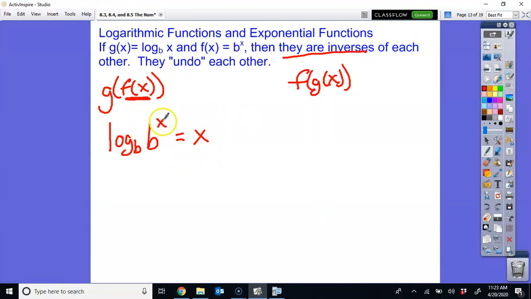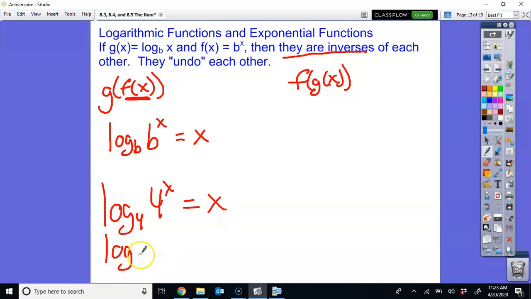Log base b of b to the x: this base raised to this exponent is that. b to the x equals that. So whenever you have log base 4 of 4 to the x, you get x. If you have log base 13 of 13 to the x squared power, you get x squared. I know that's kind of weird, but that's what you get when you have a base that's the same, because logarithmic functions and exponential functions undo each other.